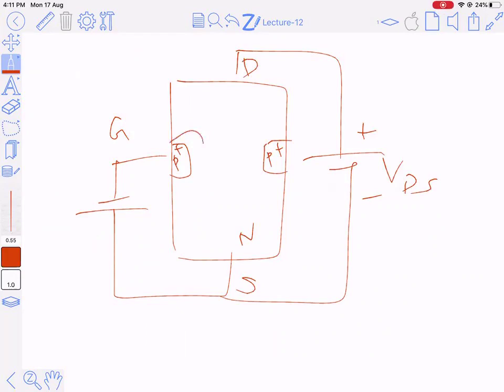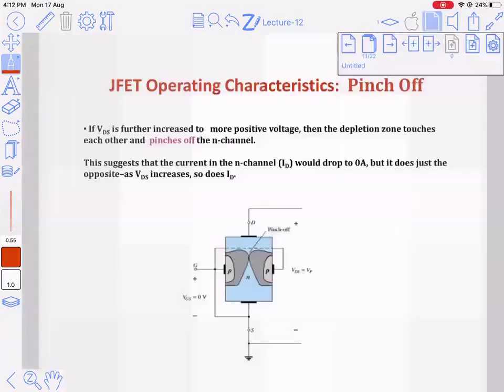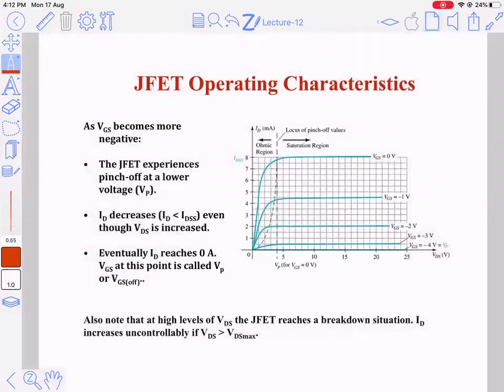So the initial depletion region is itself higher when you're applying negative, right? If VGS was 0, say the depletion region was this much. Now when you're applying this, initially itself the depletion region has increased, right? So the current has dropped down. That's why when we looked at the characteristic, it looked like this. For VGS equal to 0, you have the maximum current, right?